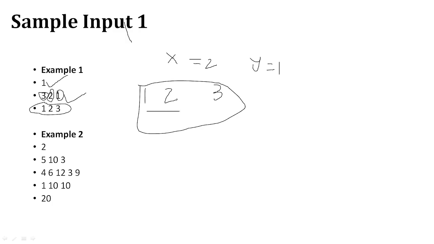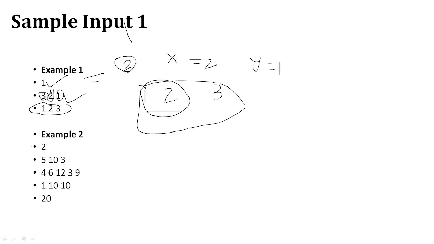Now in the two elements 1 and 2, how many elements are divisible by y? Divisible by y means its modulo is equal to 0. That is, 1 modulo 1 is equal to 0 and 2 modulo 1 is equal to 0. So in our array only two elements satisfy our condition. So the output of example 1 is 2. Now let's see the output. Here the output is 2.